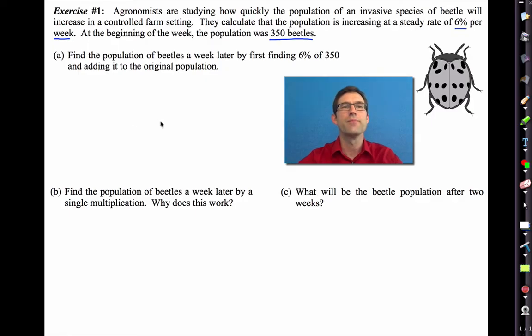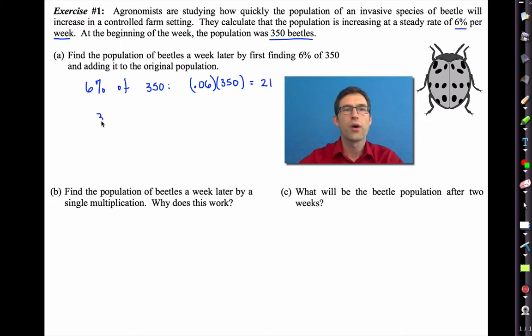Alright, let's go through it. Well, finding 6% of 350 as a little review is pretty easy, right? We take the decimal equivalent of 6%, which is 0.06. We multiply it by 350, and we find that that's 21. So our new population will be 350 plus 21, or 371.